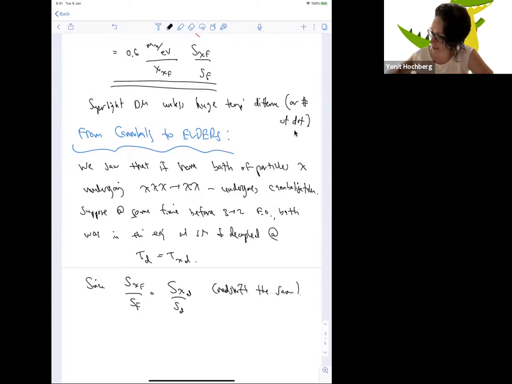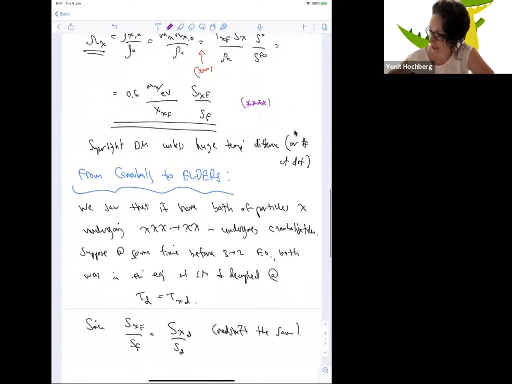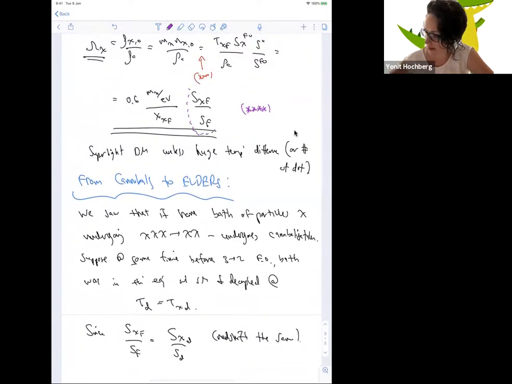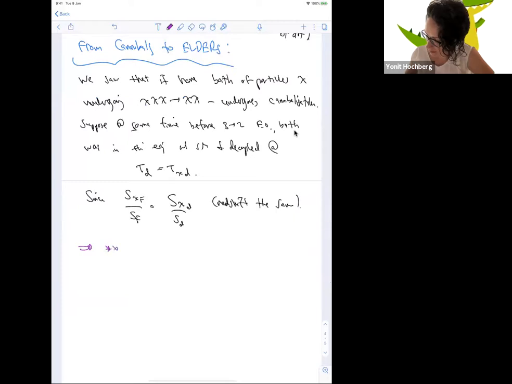Okay, and so what that means is that if we go back to this equation over here, and let me give this equation a name. Okay, so this equation, I think we're up to like 4 stars. Okay, this equation over here, you see I can just replace this factor over here with the ratio at decoupling. So this equation now becomes that the abundance of dark matter is 0.6 m chi over EV over x of chi at freeze out, s chi decoupling over s decoupling.